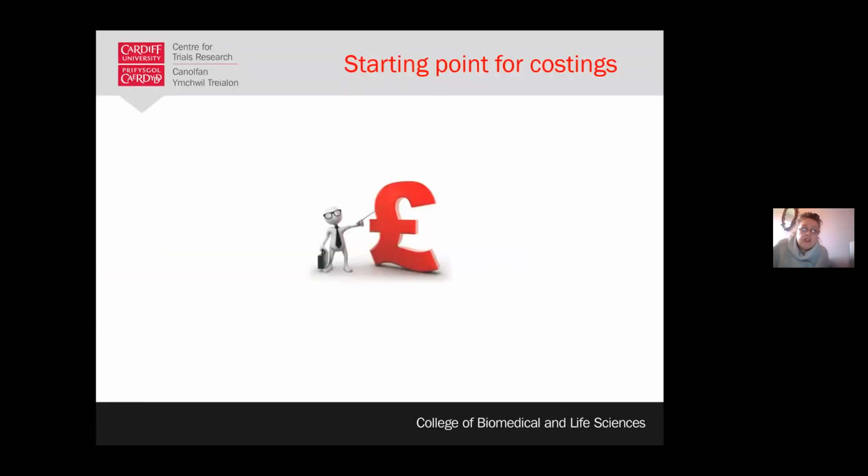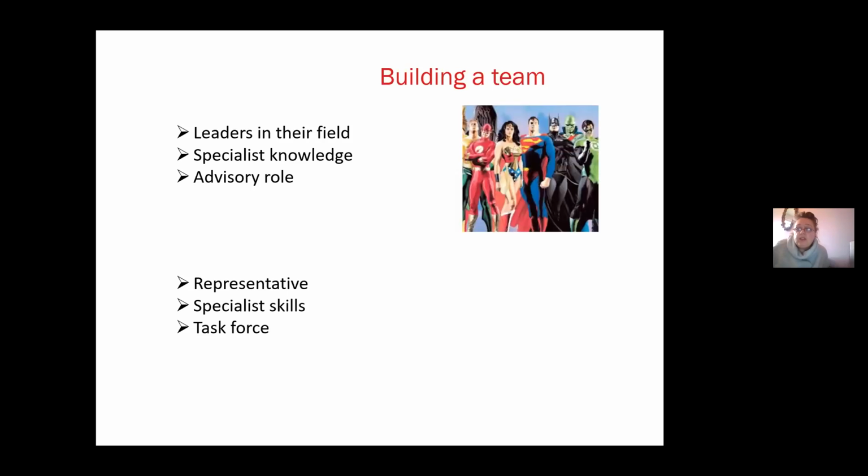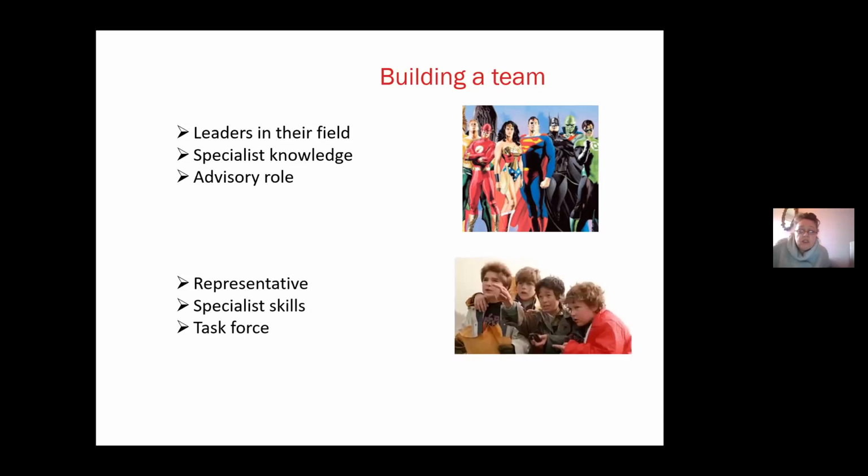So all of this is really in preparation for you and a starting point for your costings. One of the things you need to do is build that team around you as well. So they need to be leaders in their field. They need to have the specialist knowledge, and you'll need people who are going to either be your collaborators or co-applicants that provide an advisory role. But then you also need to consider people who are representative, as we've talked about with PPI, of the group or population that you're aiming to work with, and you will need people with specialist skills. So this is like your task force that you will need when building a team.